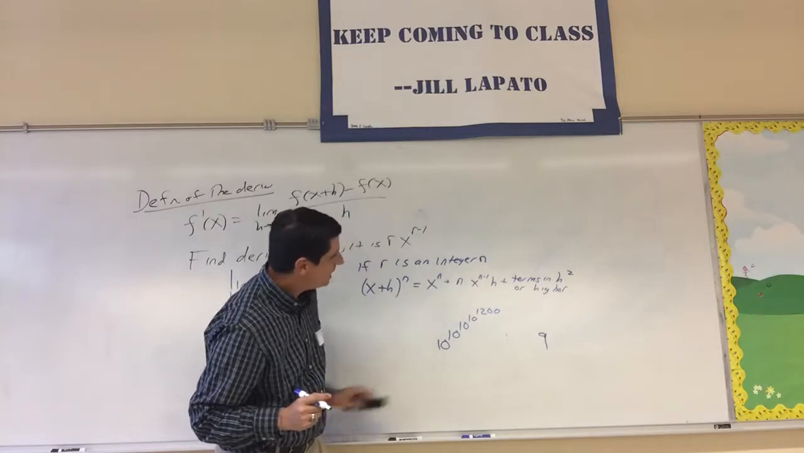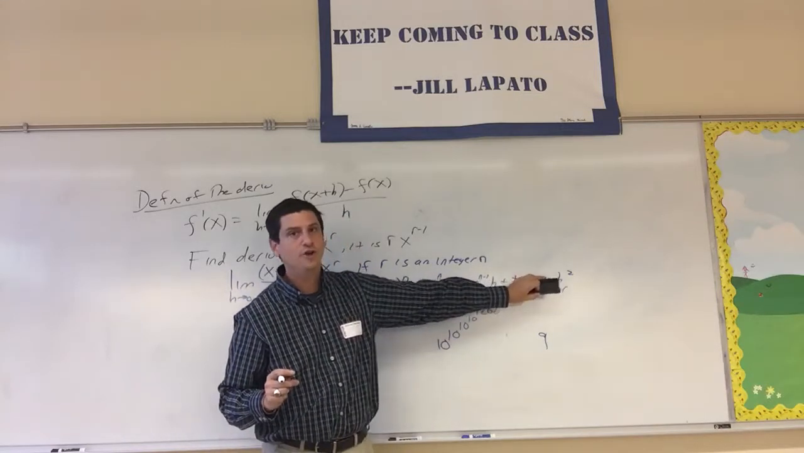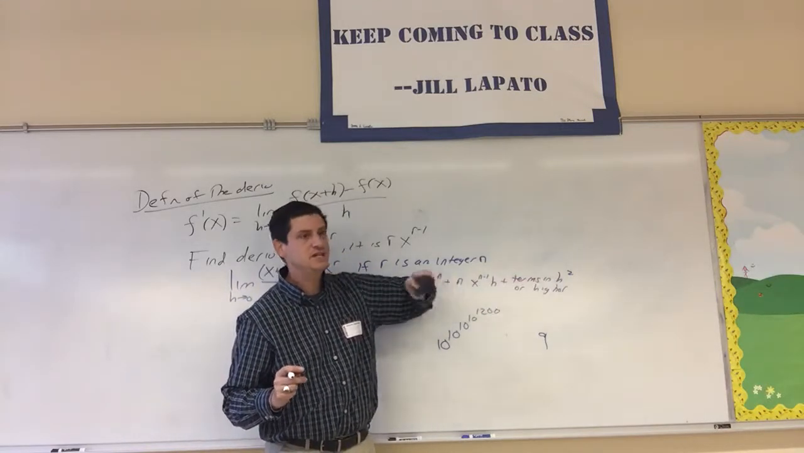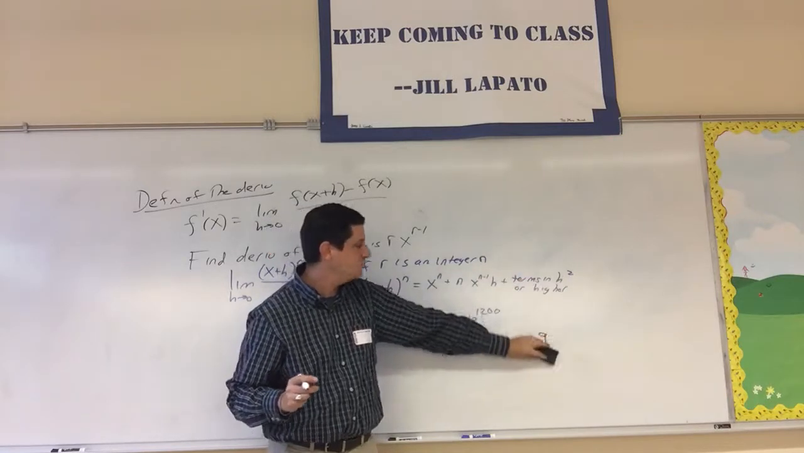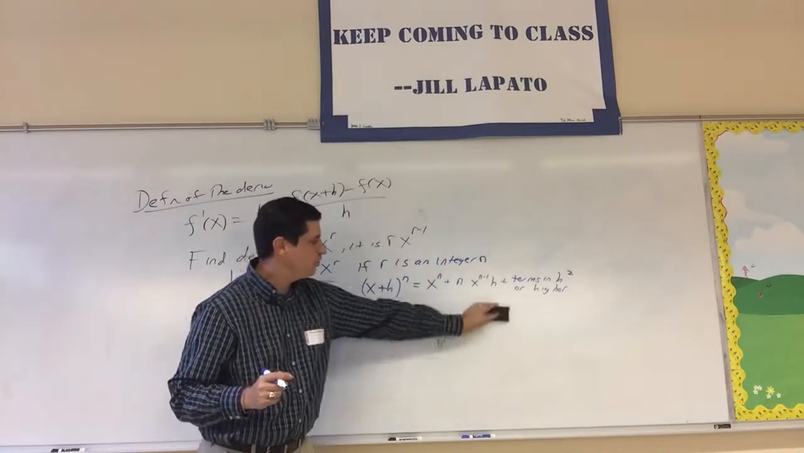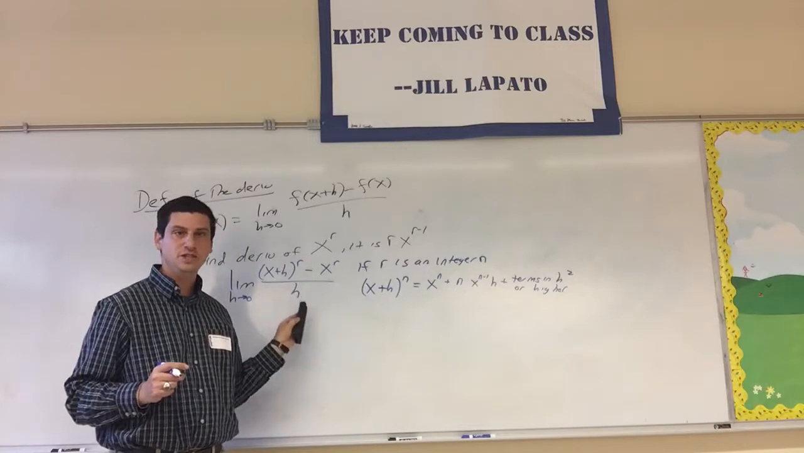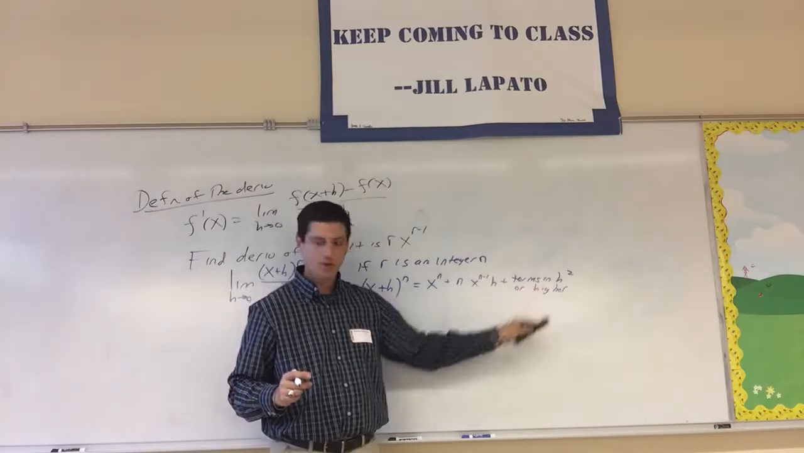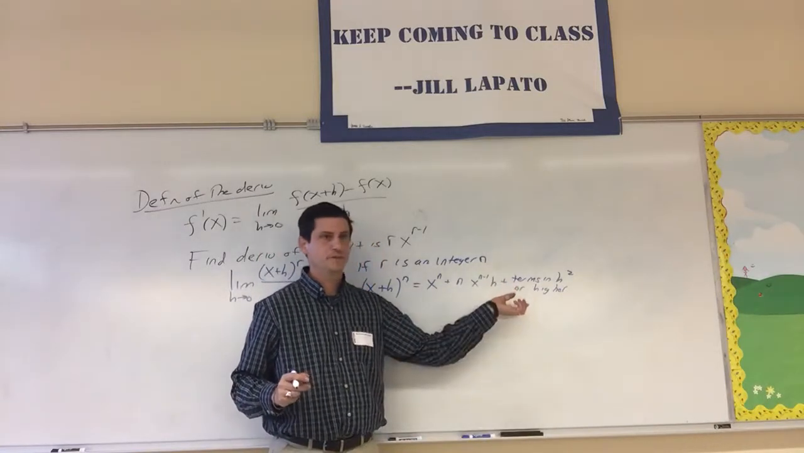So it doesn't matter how large these numbers are. All that matters is it's some fixed numbers times fixed things in x times h squared, h cubed, h to the fourth. So when we divide by h and send h to 0, these terms won't contribute. So you don't need the full strength of the binomial theorem.